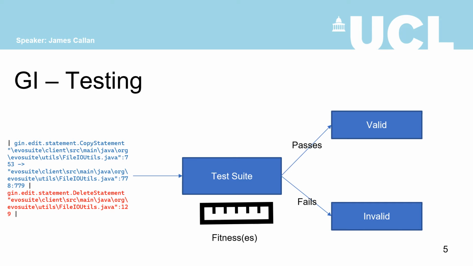Once we have a patch that's been produced by genetic improvement, we have to validate it in order to ensure that it doesn't somehow change the functionality of the program or introduce new bugs. In order to do this, we use the test suite of the program, in particular the test cases which cover the area of the code which we wish to improve.